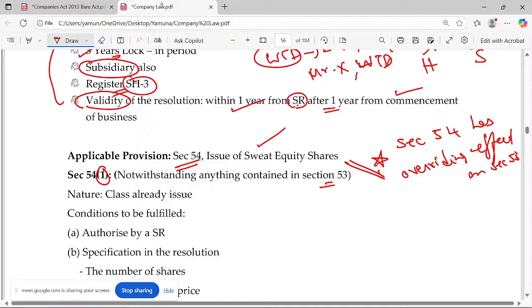So which one is prevailing, 53 or 54? 54. For what case is 54? Sweat equity shares. 53 is general; 54 is on sweat equity shares. Is it okay?